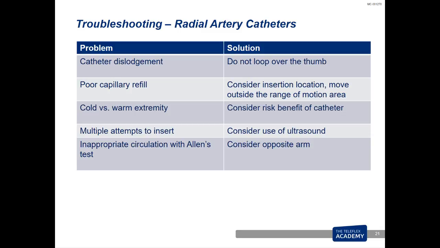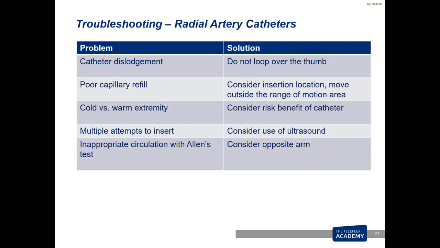So if you have poor capillary refill, which should be assessed every shift, you should consider the insertion location, move outside the range of motion area, and always compare one extremity to the opposite extremity. Remember, some of our patients have poor capillary refill normally. Now, from a cold and warm extremity, again, looking at circulation, is the extremity warm or cold, and is it warm or cold compared to an opposite extremity? If this is the case, where the extremity is cold, we have to consider circulation compromise and consider the risk and benefit of leaving the catheter in situ.